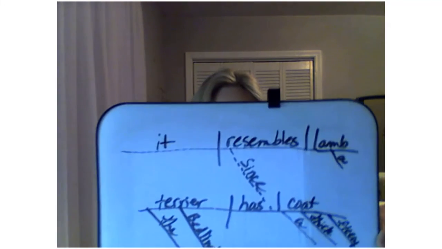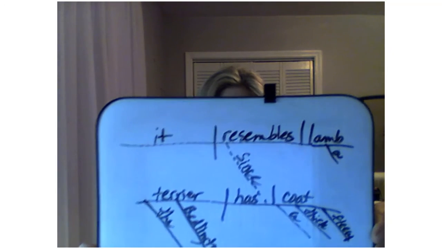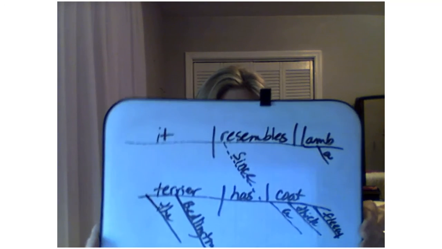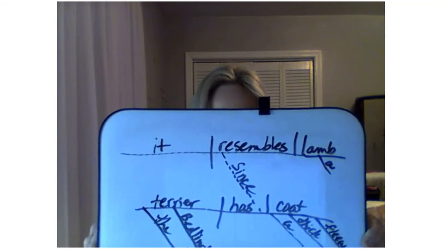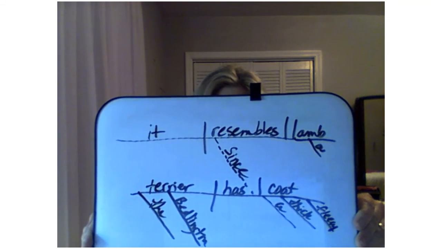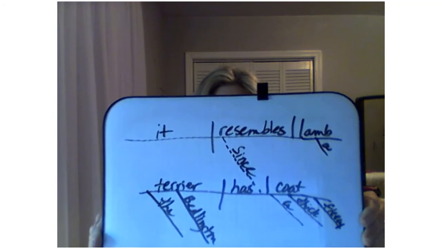All right, let's see if you did it correctly. It resembles a lamb should be on the top because that is my independent clause. Then I have the terrier has coat, and thick and fleecy is describing coat. The Bedlington, both describing terrier. I've connected my dotted line between the verbs, and I wrote since on the dotted line. So how did you do? I hope you did well on those.